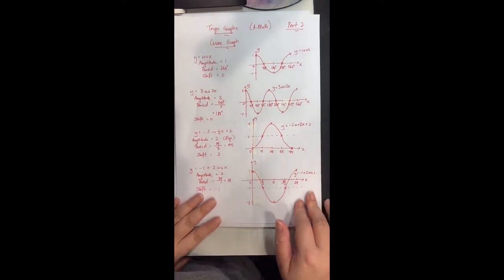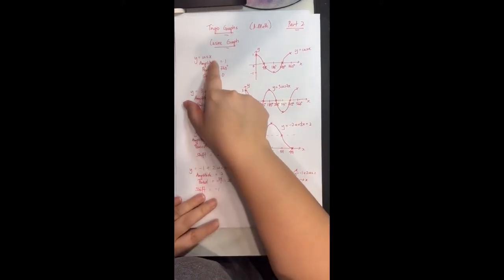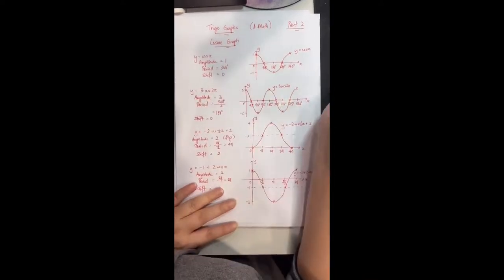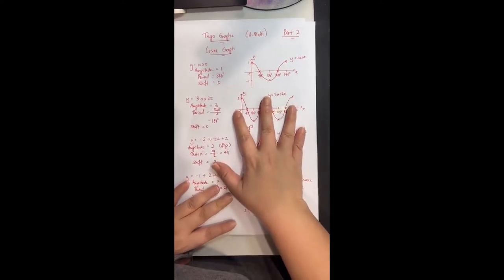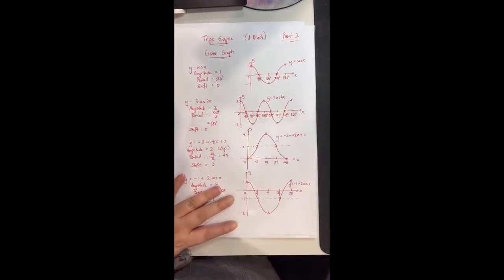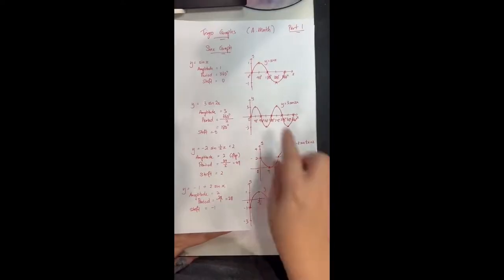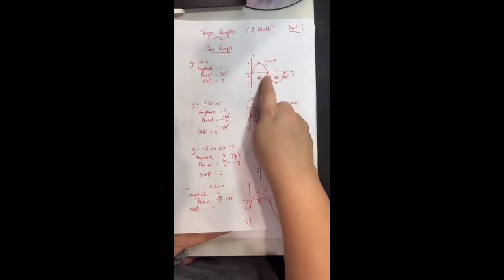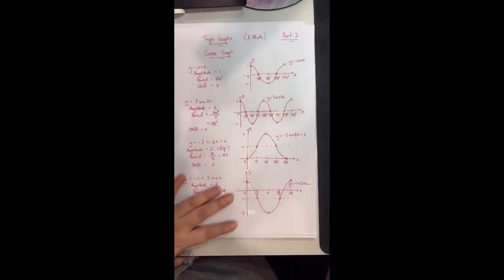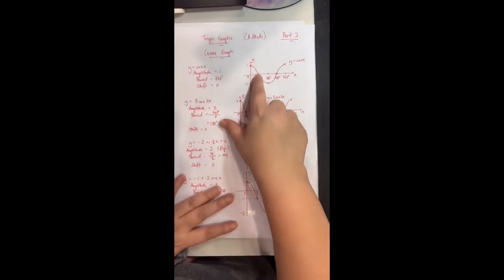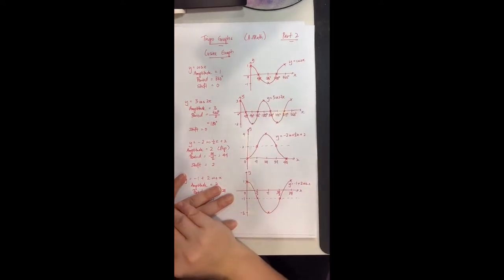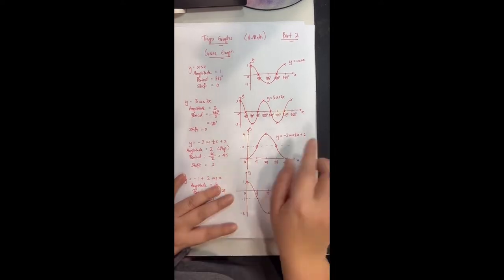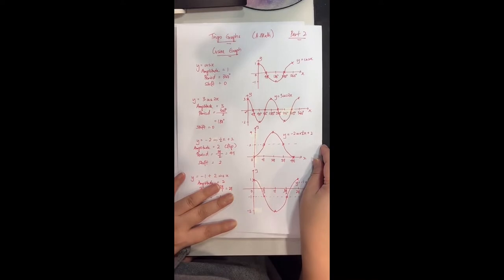Cosine graph. I draw y equals cosine x, which is the basic one. Same: amplitude is 1, period 360, shift is 0. So, similar. The only difference is the sine graph starts from 0, max, 0, min and 0. The cosine graph starts from max, 0, min, 0 and max. That's the only difference. Other than that, the rest is similar, so we do the same.